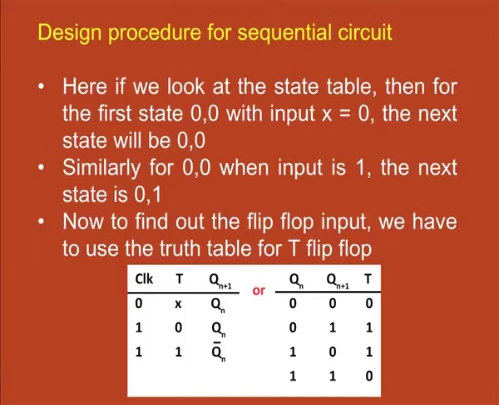As you can see, when the clock is 0, irrespective of the input to the T flip flop, the next state is equal to the present state. Similarly, when the clock is 1 and input is 0, at that time also the next state is equal to the present state, but when the clock is 1 and the input is 1, in that case the next state is the complementary state of the present state. And from here we can also find out the excitation table, which is shown in this slide.